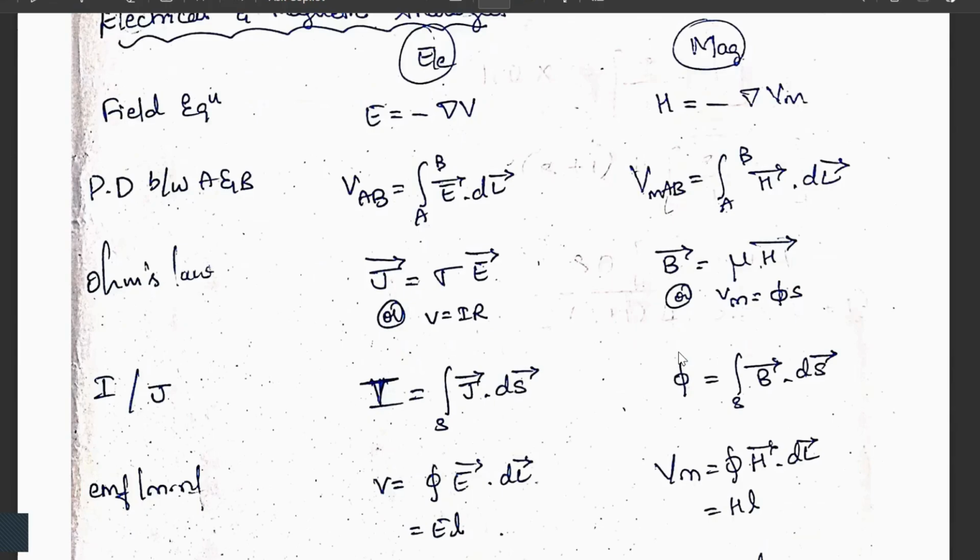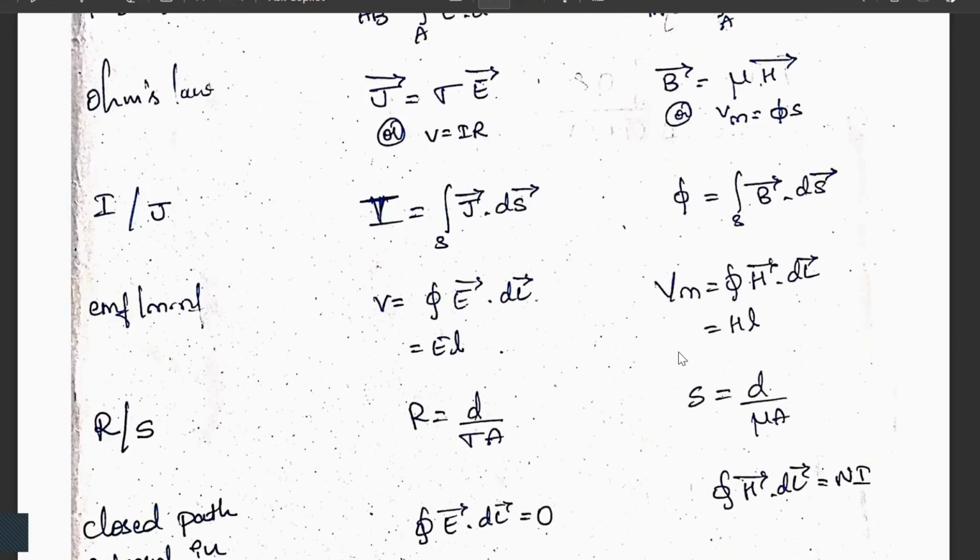Ohm's law, we write it as J, the current density, is equal to sigma E vector, and V is equal to IR. B vector is equal to mu H vector, and Vm is equal to reluctance times psi. The current I is equal to the integration over S of J vector dot dS vector. Psi is equal to the integration over S of B vector dot dS vector. EMF or MMF: V is equal to the integration of E vector dot dl vector. Here Vm is equal to the integration of H vector dot dl vector.